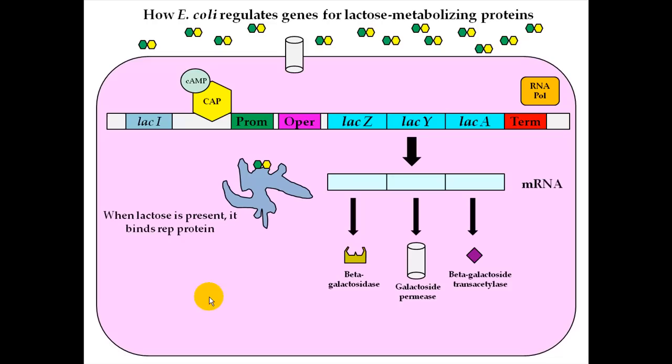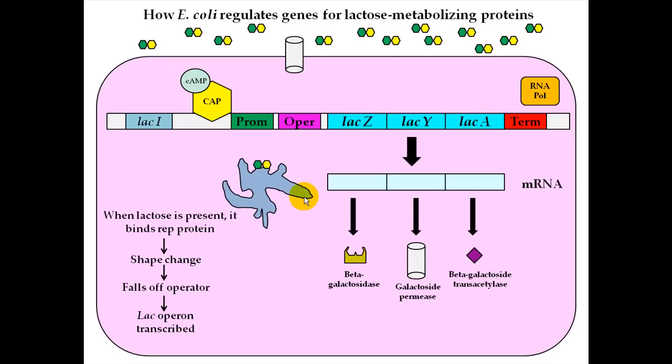Here's how that happens. It turns out that when there's lactose present, it binds to the repressor protein. When that happens, it causes the repressor protein to change shape. When its shape is changed, it ends up falling off the operator. And when it's no longer on the operator, that means that RNA polymerase can transcribe the lactose operon genes.